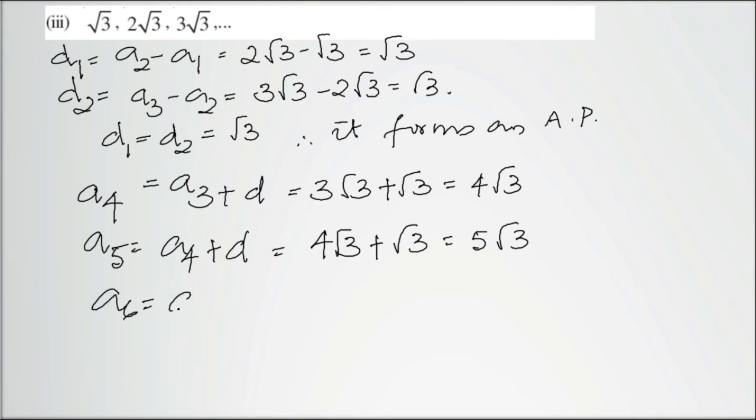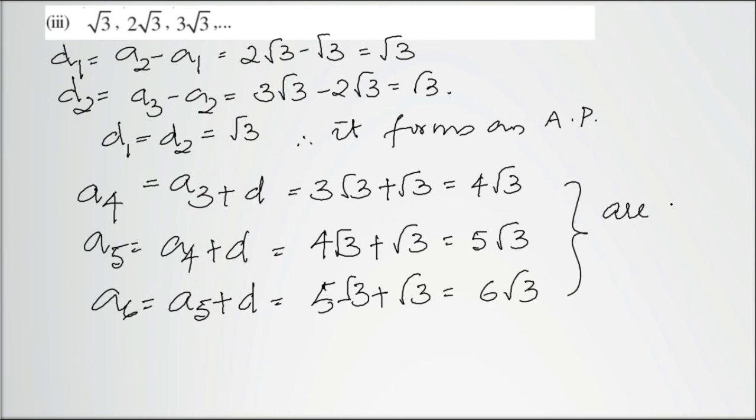A6 will be the fifth term plus the common difference. The fifth term is 5 root 3 plus root 3, which is 6 root 3. These are the next three terms of the arithmetic progression.